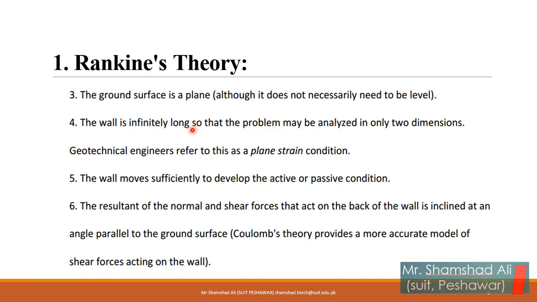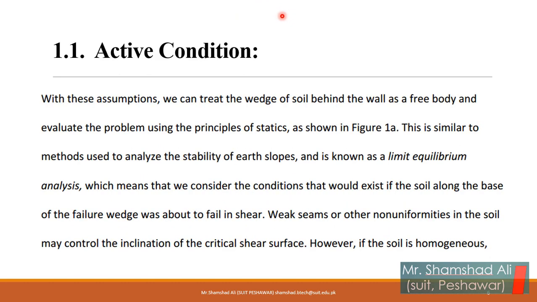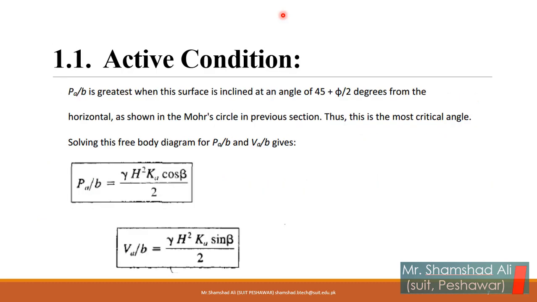The wall is infinitely long so that the problem may be analyzed in only 2 dimensions. Geotechnical engineers refer to this as a plane strain condition. The wall moves sufficiently to develop the active and passive conditions. The resultant of the normal and shear forces that act on the back of the wall is inclined at an angle parallel to the ground surface. So, with these assumptions, we can treat the wedge of soil behind the wall as a free body and evaluate the problem using the principles of statics, as shown in figure 1a.